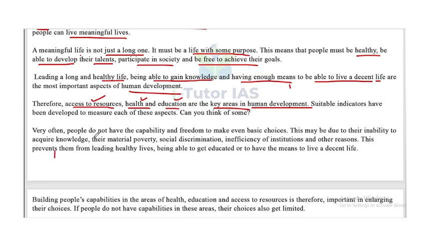Now, very often people do not have the capability and freedom to make even basic choices. This may be due to their inability to acquire knowledge, their material poverty, social discrimination, inefficiency of institutions and other reasons. This prevents them from leading healthy lives, being able to get educated, or having the means to live a decent life.